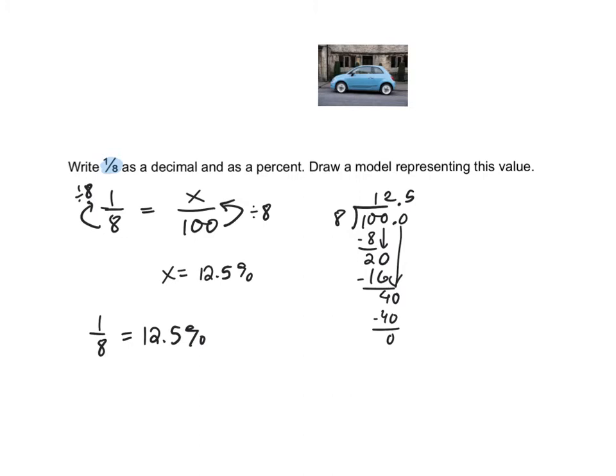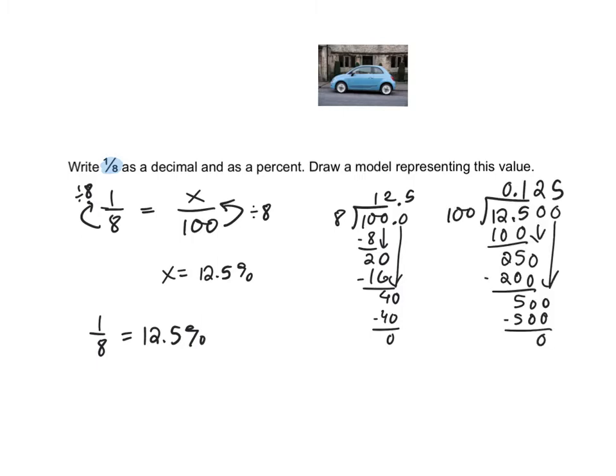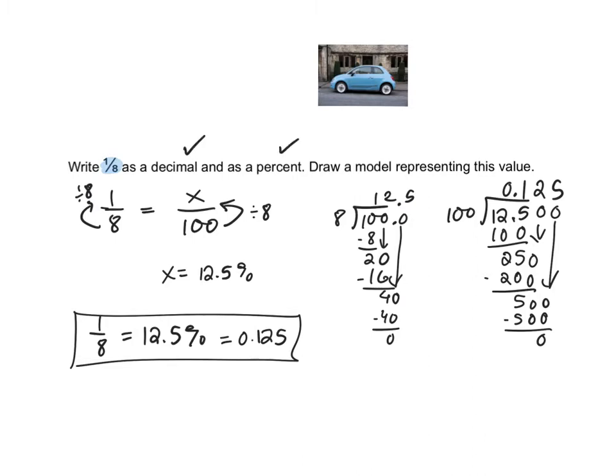Now let's talk about how we can write 12.5% as a decimal. Well, to rewrite a percent as a decimal, I just need to divide by 100. 12.5 divided by 100 is 125 thousandths, or 0.125. Nice, we've done the first part of the task. We've written 1/8 as a decimal and as a percent.